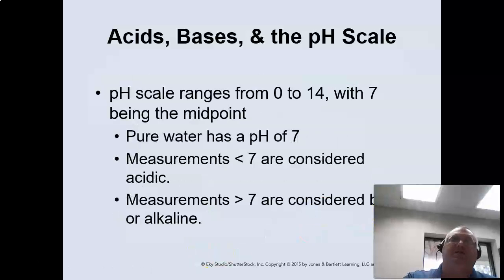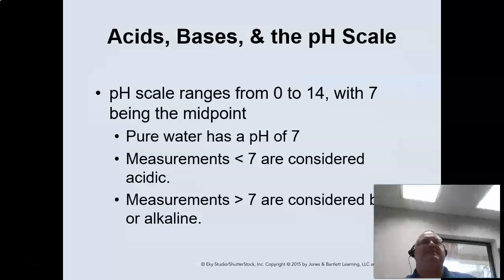So again, it's usually between 0 and 14. 0 being a very strong acid, hydrochloric acid to be precise. 14, a very strong base. Both, by the way, at those levels can do considerable damage to you. 7 is the midpoint. Pure water has a pH of 7. If it's below 7, it's considered acidic. If it's above 7, it's considered alkaline.